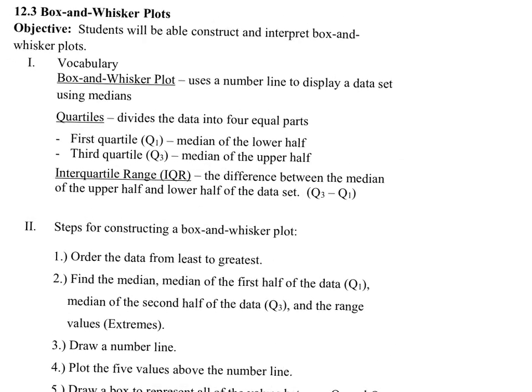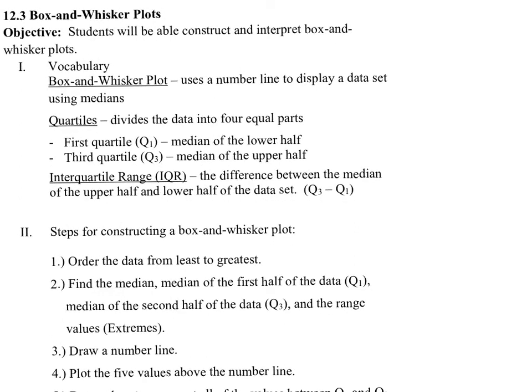So when you look at a box and whisker plot, you're going to have these things called quartiles. Okay, it divides your data into 4 equal parts. So you're going to have your first quartile, which is your median of your lower half, and you're going to have your third quartile, which is the median of the upper half. Your IQR, that interquartile range, is going to be the difference between the third and the first. So the difference between the upper half and the lower half of your data set. It's just showing different spreads of your data.